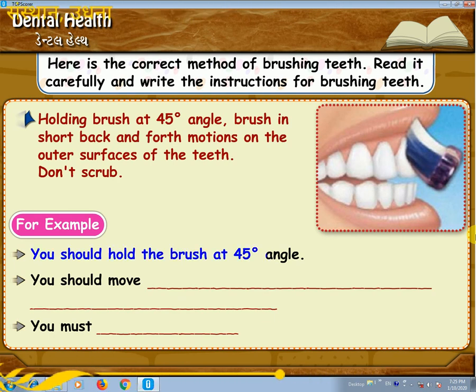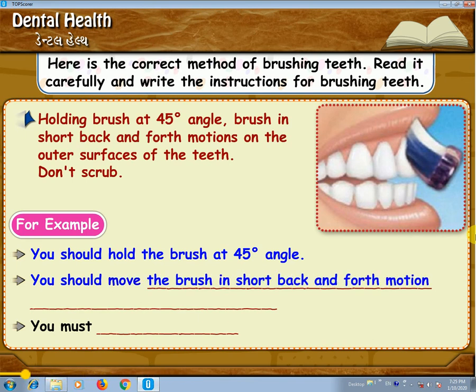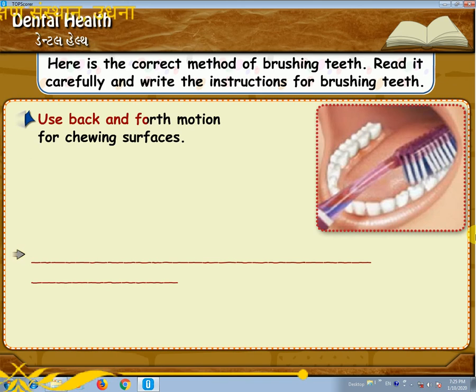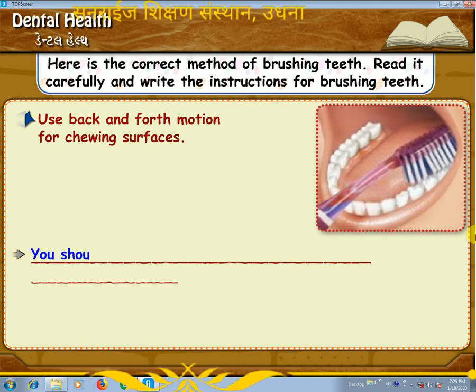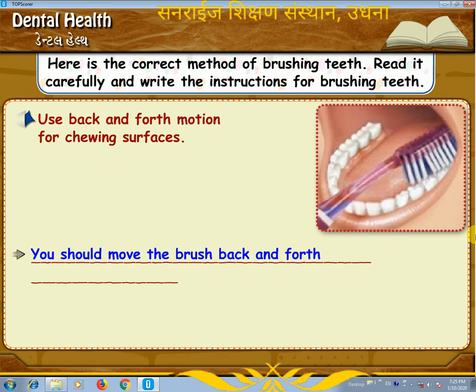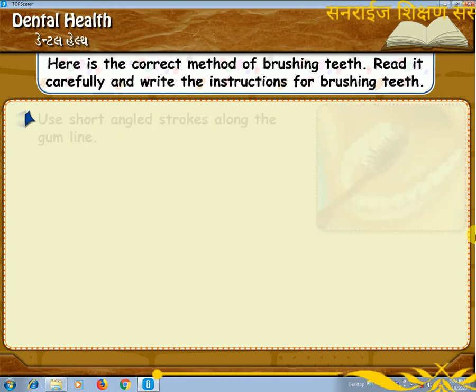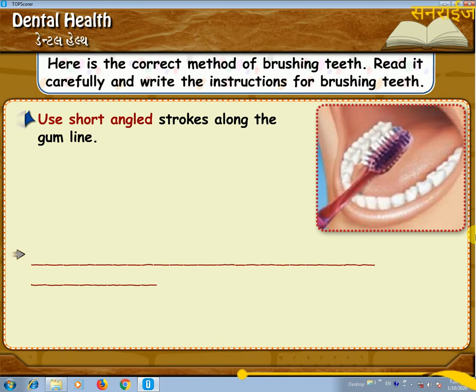Use back and forth motion for chewing surfaces. You should move the brush back and forth motion for chewing surfaces. Use short-angled strokes along the gum line. You should move the brush in short-angled strokes along the gum line. Use gentle upstrokes with toe of brush. You should move the brush up with gentle strokes.